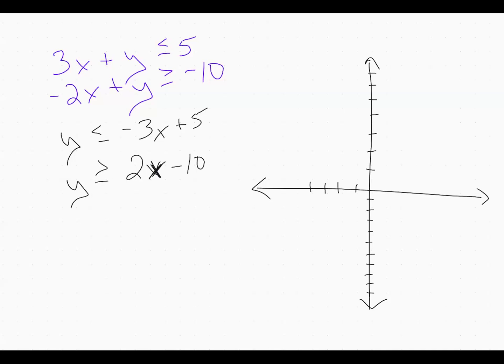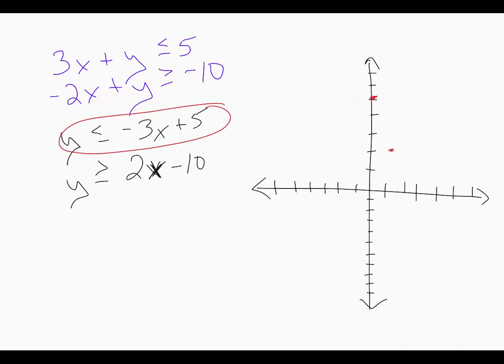All right, so I'm going to graph him in red. And I start at 5. And it says down 3, right 1. And this gets a solid line.